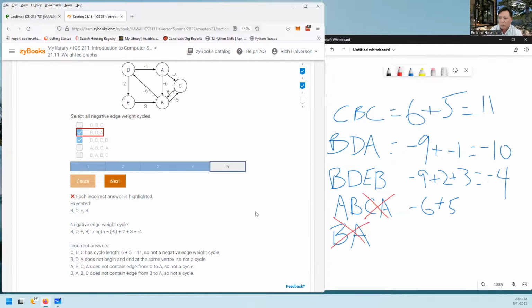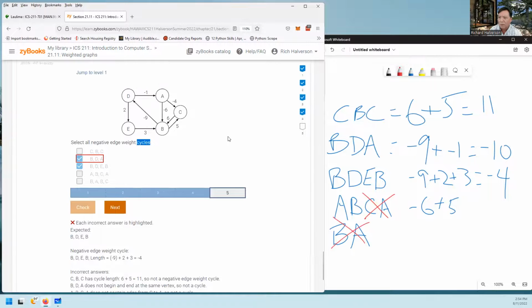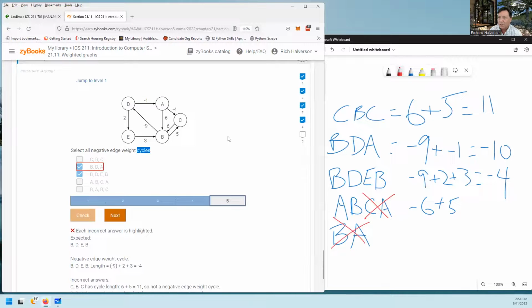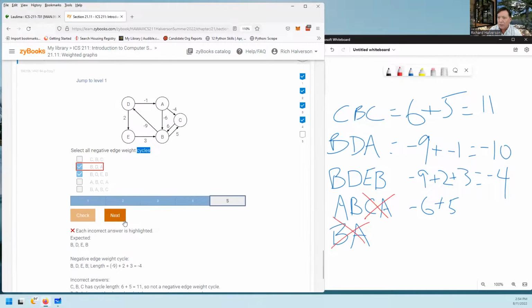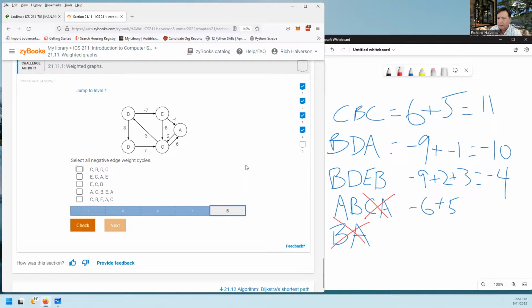B, okay, I got that one wrong because B to D, it's got to be a cycle. That's the problem. It's got to be a cycle. It's not just a path, it's a cycle. So yes, obviously. Let's do it again. All right, let me erase this.